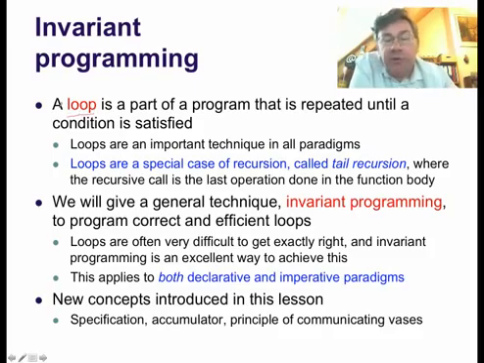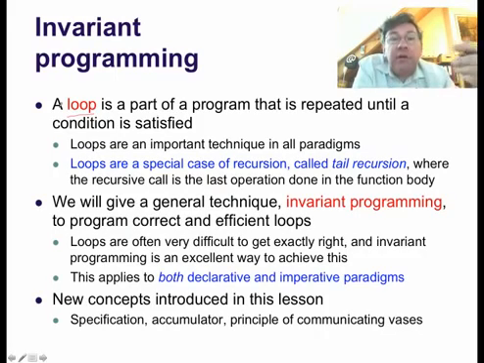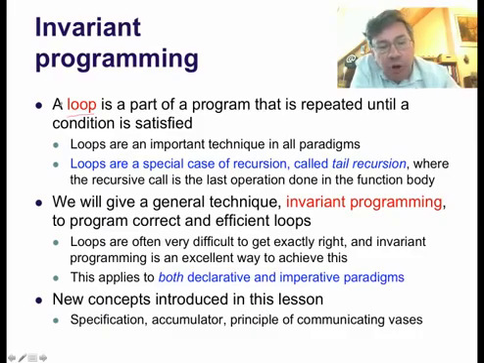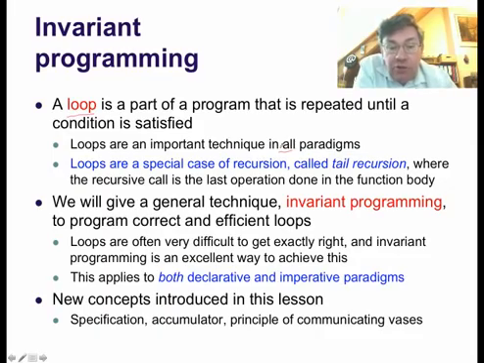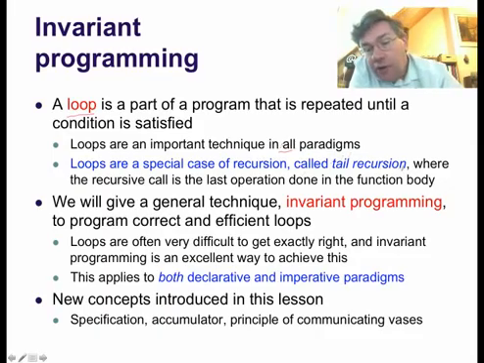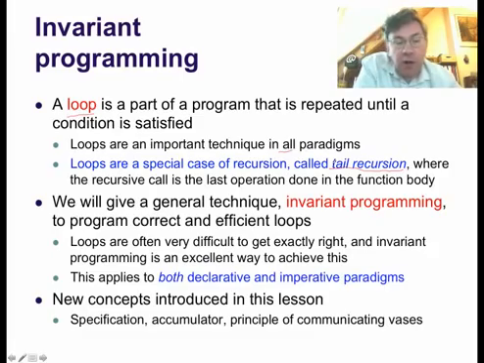A loop, to define it precisely, is a part of a program that is repeated until a condition is satisfied to achieve a certain result. Loops are an important technique in all programming paradigms where they're used. And in fact, loops are a special case of recursion called tail recursion, where the recursive call is the last operation done in the function body.